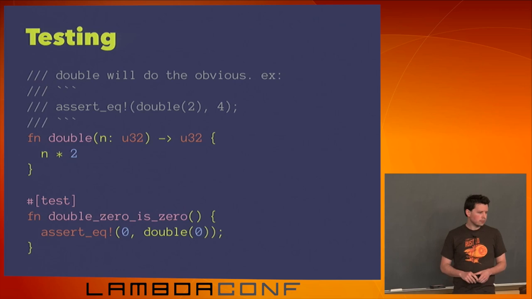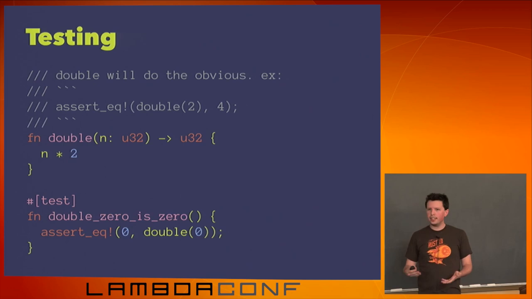Rust comes with built-in testing. And so we have unit-like tests. So you annotate your functions as a test, and then you assert something. There are popular libraries for both generative testing, like QuickCheck, and also BDD, or specification-driven testing.